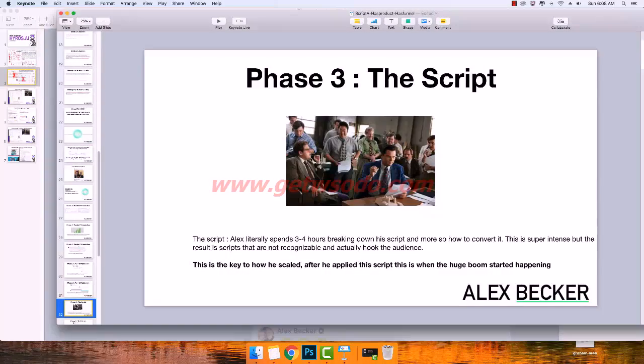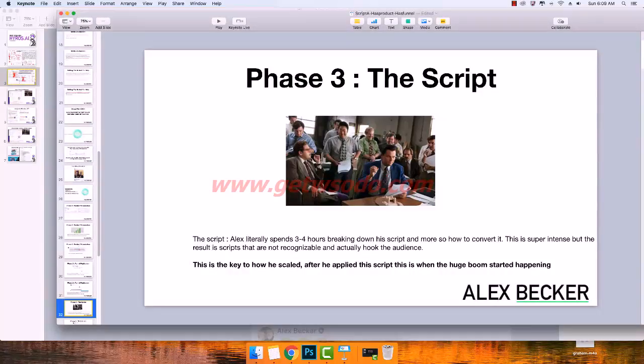And then finally, man, have you ever seen The Wolf of Wall Street where he breaks down the script that they use to go and sell hundreds of millions of dollars worth of stocks and whatnot? This is exactly what we're going to do here without selling weird stocks that don't actually work for people. Look, Alex is going to sit down and he spends 3 to 4 hours breaking down his script, and more so how you can create a unique script that actually converts. It's very templatable, but no one's going to recognize it.